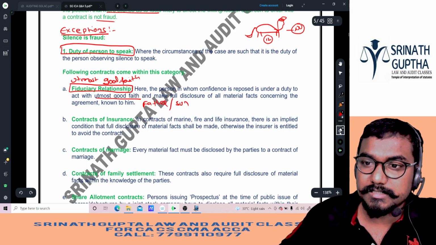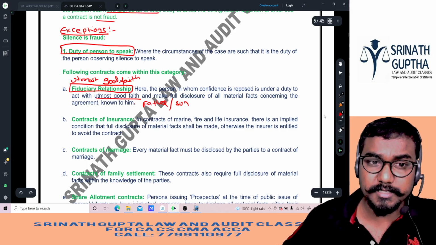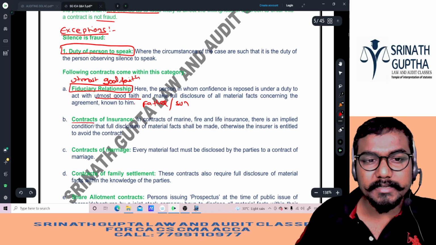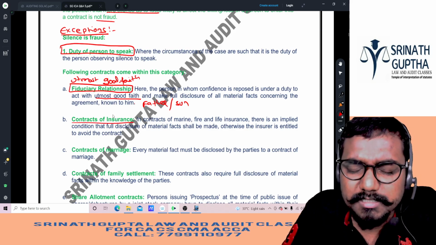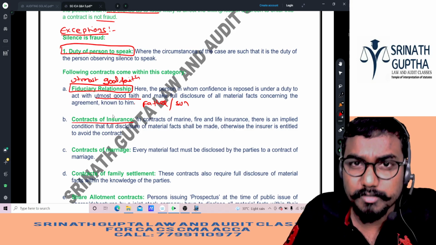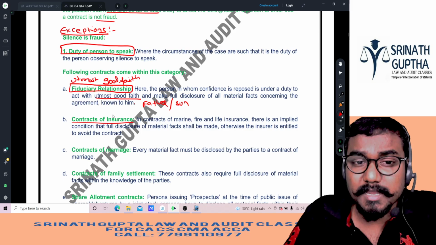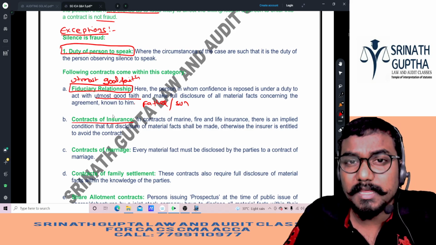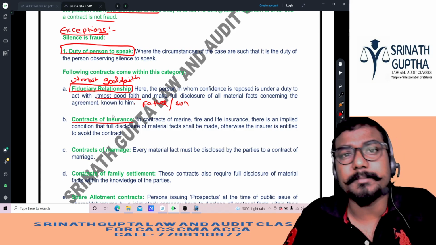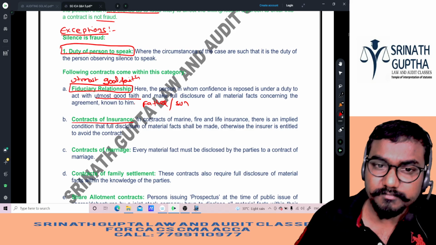So if I do not disclose the defect, it will amount to fraud because we stand in a fiduciary relationship. And in a contract of insurance also, when you take a health insurance policy, it is your duty to disclose all your health problems to the insurance company. Otherwise, it is voidable at the option of the insurance company, because it is the duty of the policy holder to inform the insurance company of all his problems before taking the policy. You know? Otherwise, that is a fraud.